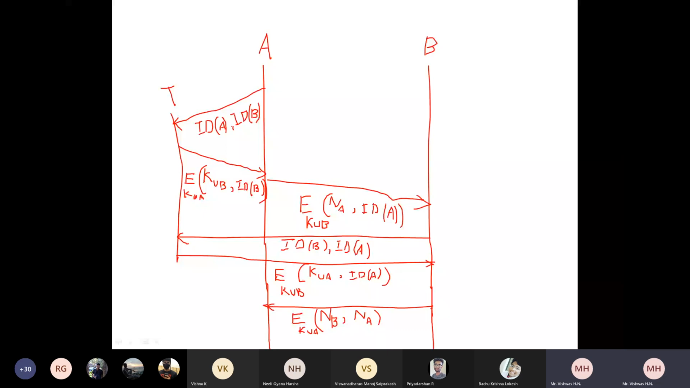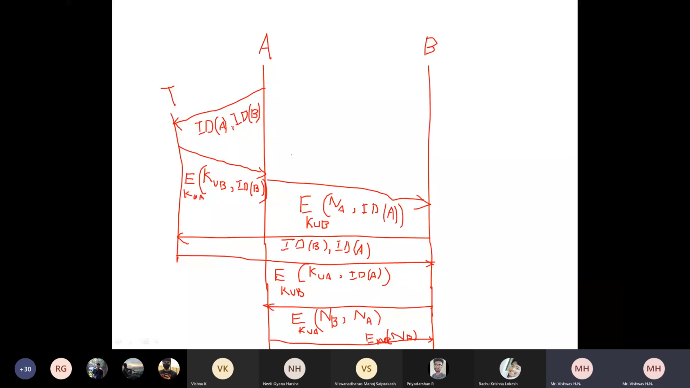Okay. So let me write it here. Hope it is visible to you. A will respond to B with nonce of B, which it has received, encrypted using the public key of B, KUB. Am I clear, students? So let me tell you again.